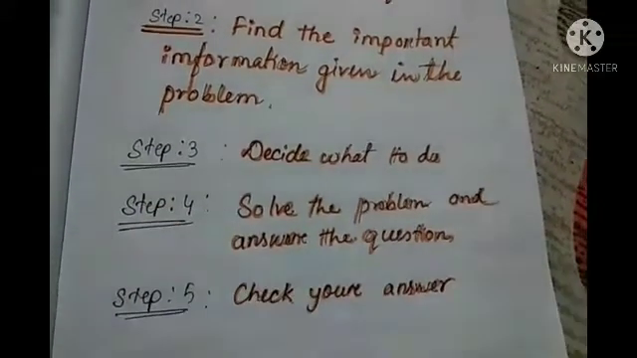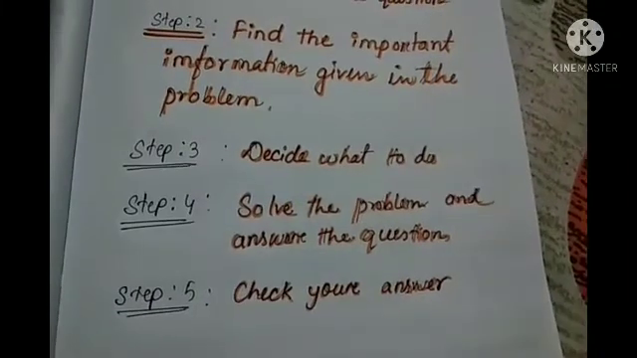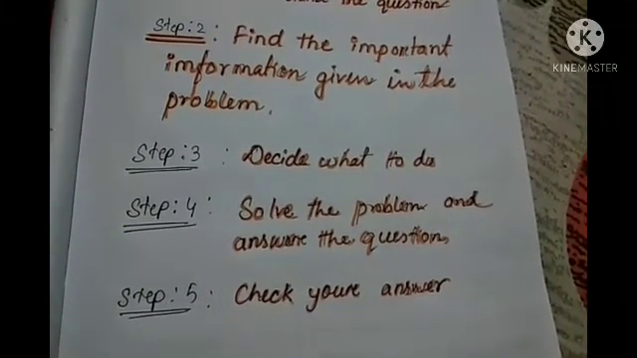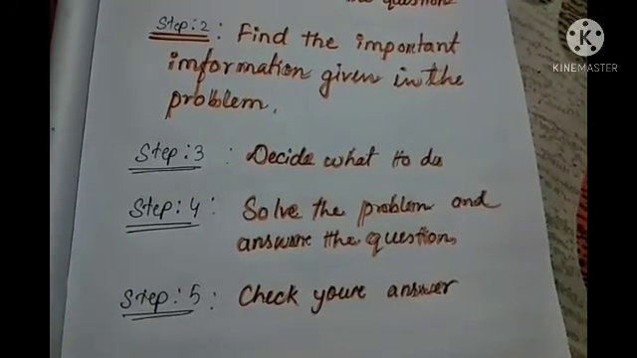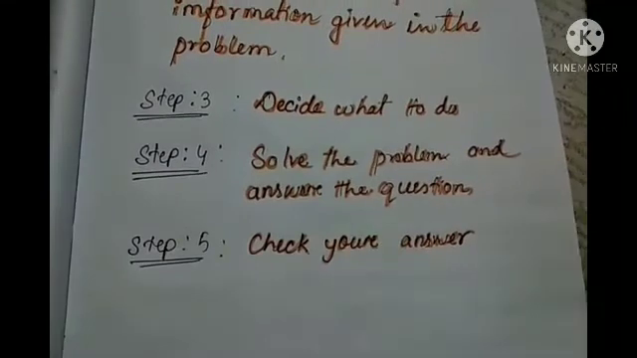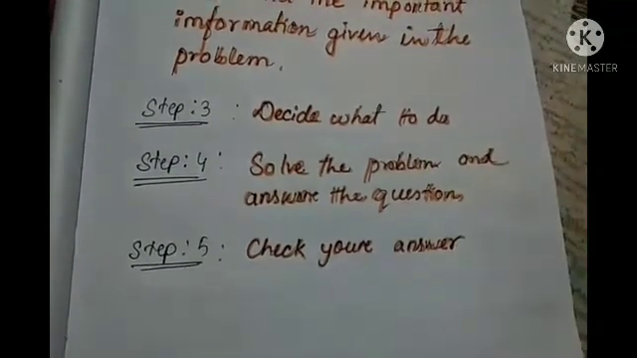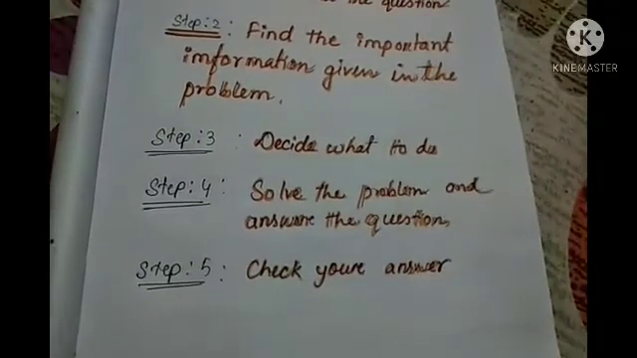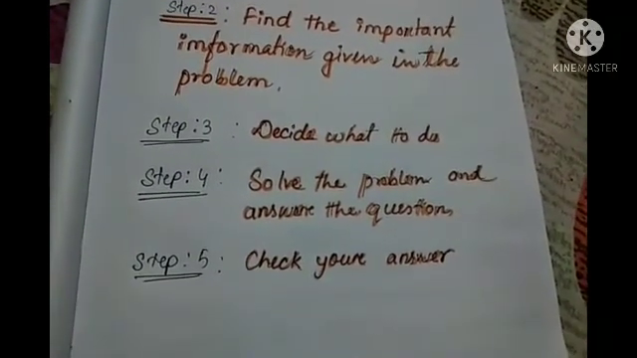Next, step number 4, solve the problem and answer the question. So when you know what operation you have to choose, by following that you have to solve the question and find the answer. Next, step number 5, check your answer. So after solving you have to check also whether your answer is correct or not. By following these 5 steps you can easily solve a problem.